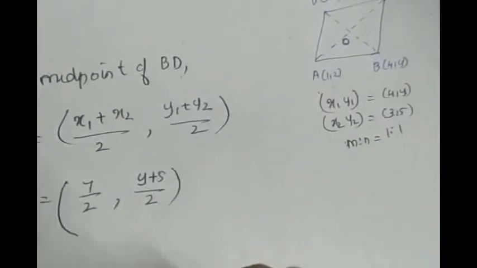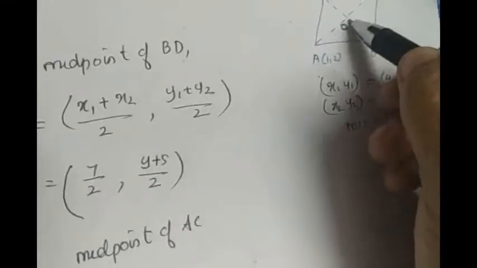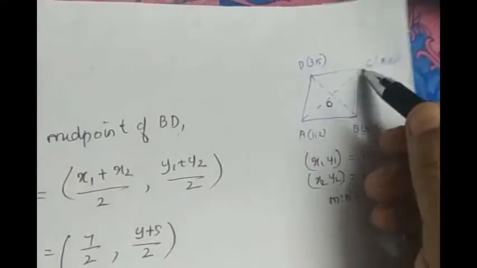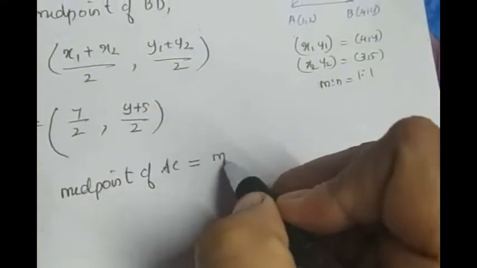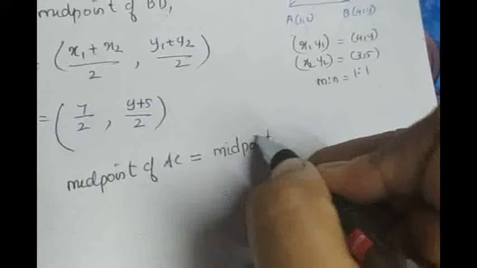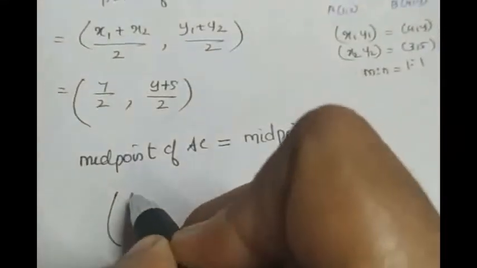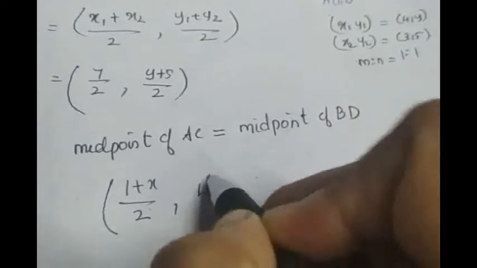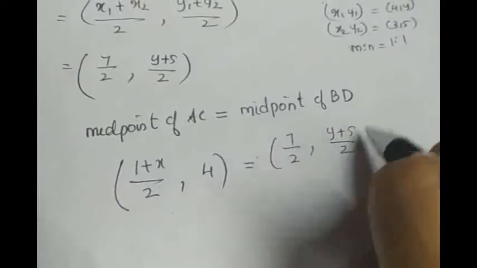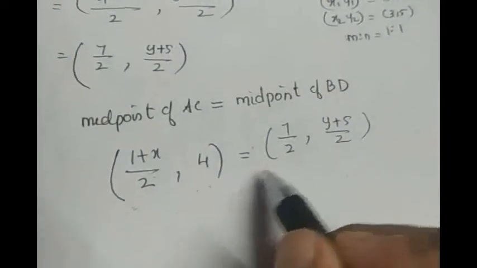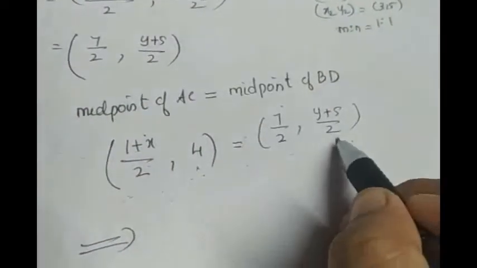Okay, again, midpoint of AC, from the figure it is clear that it is O. So the midpoint of AC is O, and the midpoint of BD is also O. Therefore, midpoint of AC must be equal to midpoint of BD. Midpoint of AC we got as ((1 plus x) by 2, 4) is equal to midpoint of BD we got as (7 by 2, (y plus 5) by 2). So this coordinate is equal to this coordinate, which implies the x coordinates must be equal and also the y coordinates must be equal.